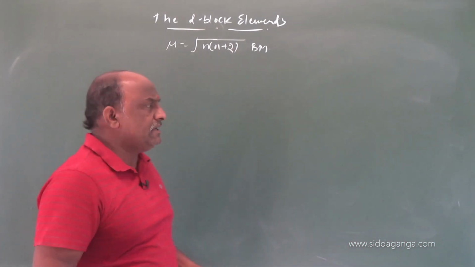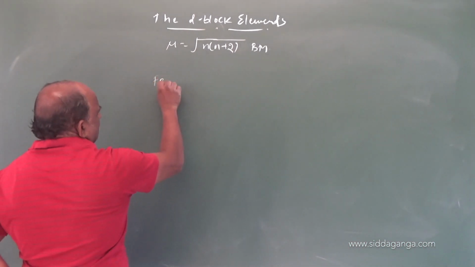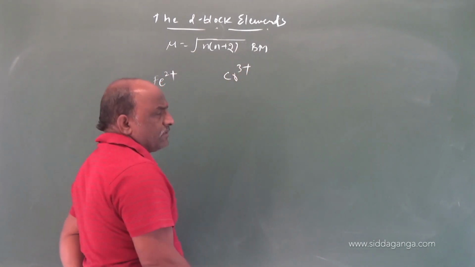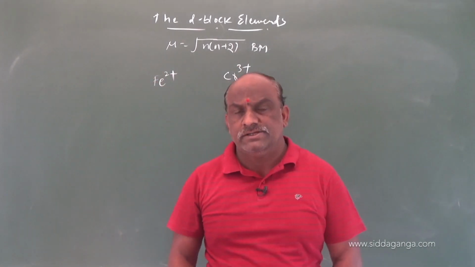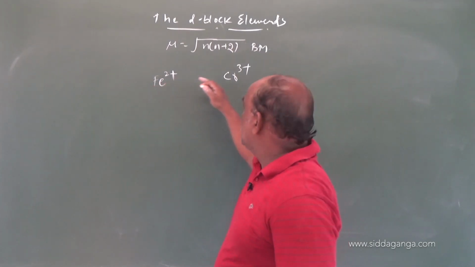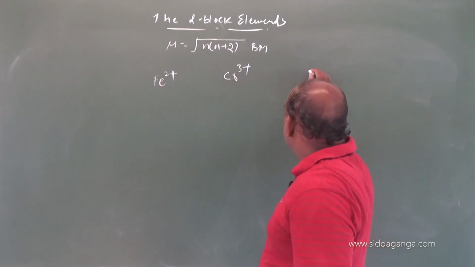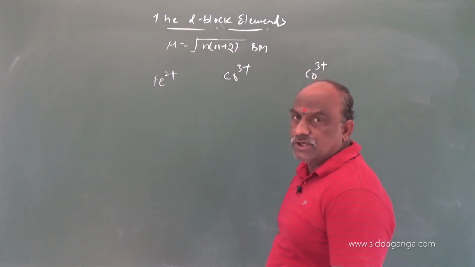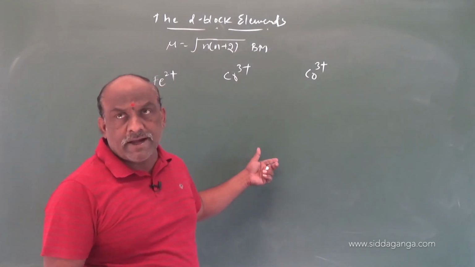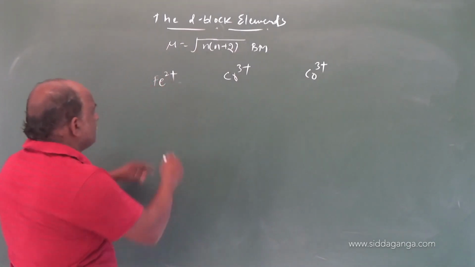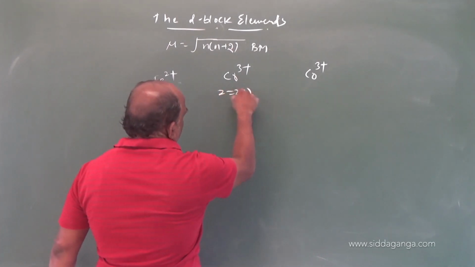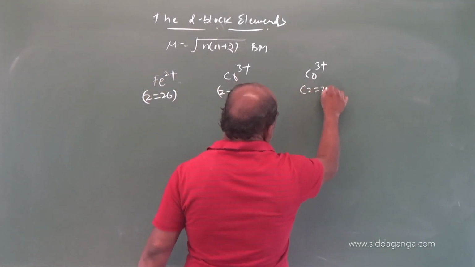Suppose it is given like this: Fe2+ or Cr3+. What about the magnetic moment of Fe2+? We need the spin only magnetic moment of Fe2+, the spin only magnetic moment of Cr3+, and the spin only magnetic moment of Co3+. We should know iron atomic number 26, chromium atomic number 24 and cobalt atomic number 27.